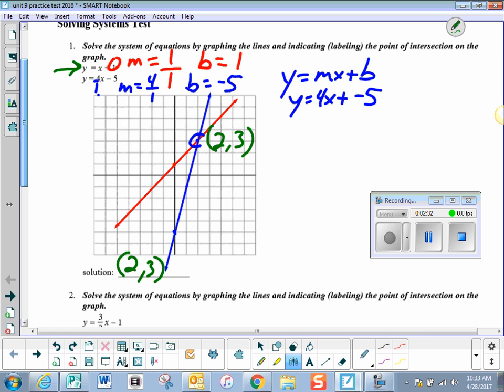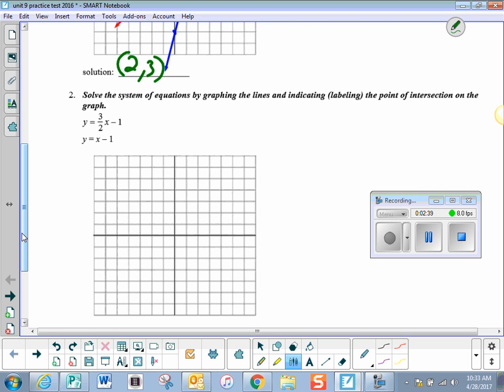So does 3 equal 2 plus 1? Yes. Does 3 equal 4 times 2 minus 5? Yes. Second problem. We have a slope of 3/2 and a y-intercept of negative 1, and we have a slope of 1 and a y-intercept of negative 1. Oh, interesting. I wonder if the y-intercept is our point of intersection. So the first one has a y-intercept of negative 1, and I'm going to rise 3, run 2.